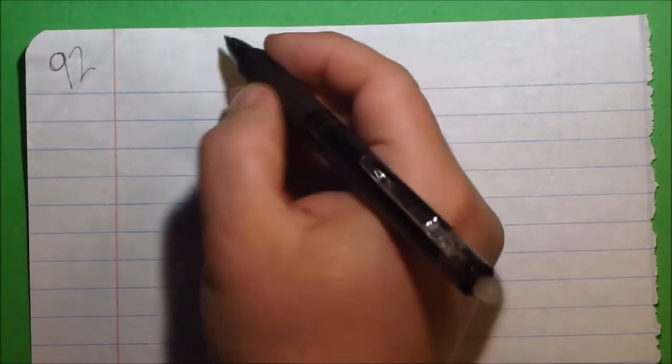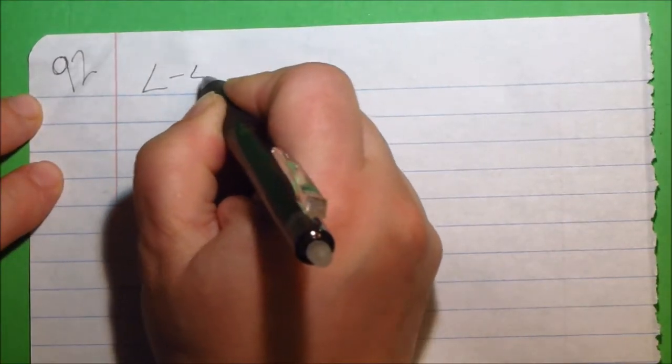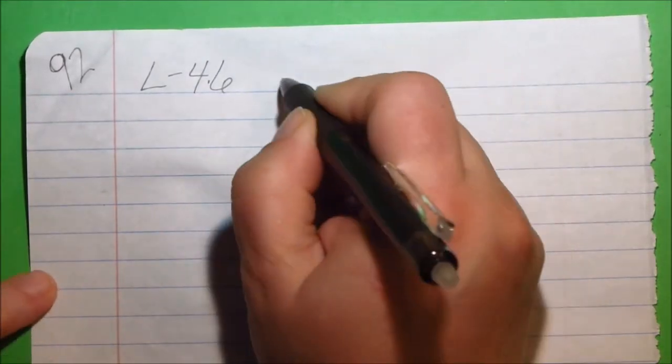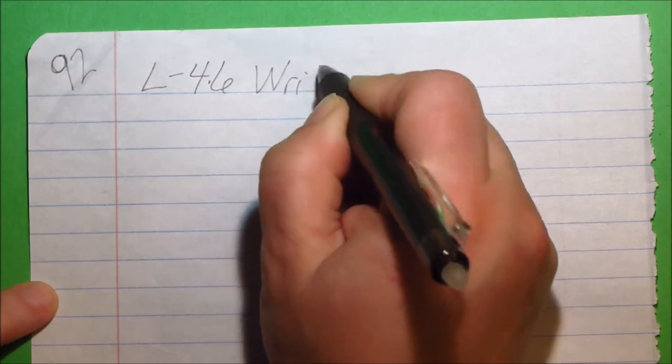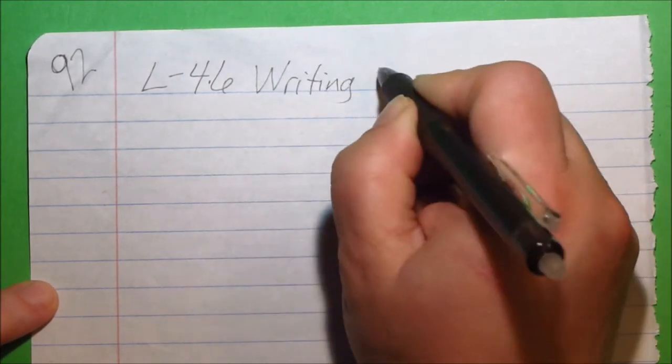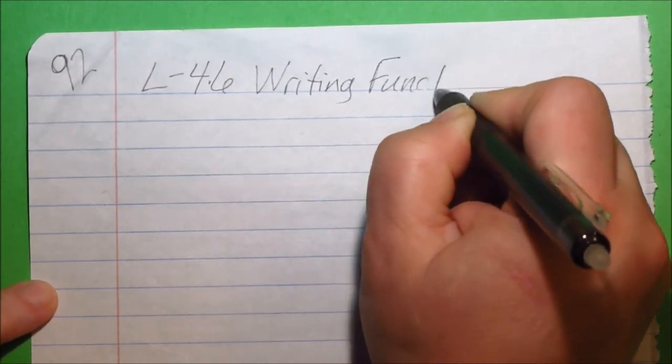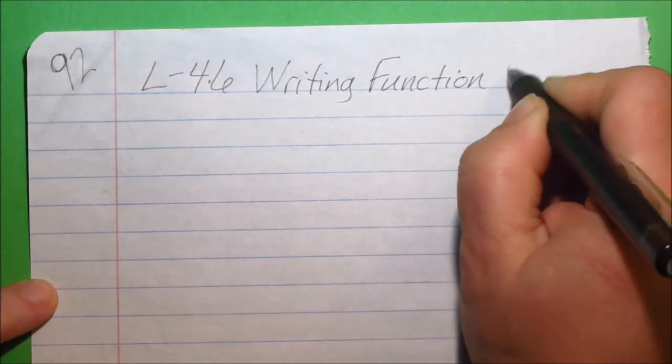Okay, this is lesson 4.6 out of the Introduction to Algebra book. 4.6 is on page 92 in Mrs. Walker's class. Lesson 4.6 is titled Writing Function Rules.